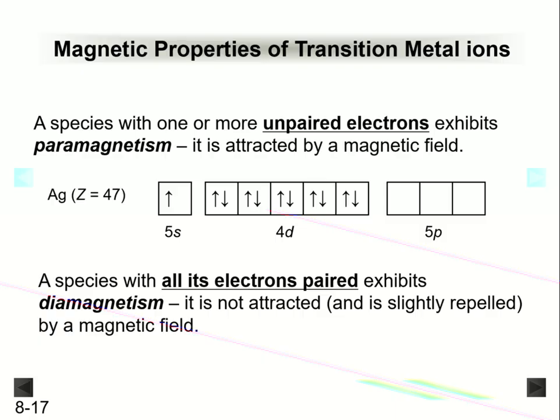A species with all its electrons paired is what we call diamagnetic. It exhibits diamagnetism. It is not attracted, and in fact, it is slightly repelled due to the permeability of free space by a magnetic field.